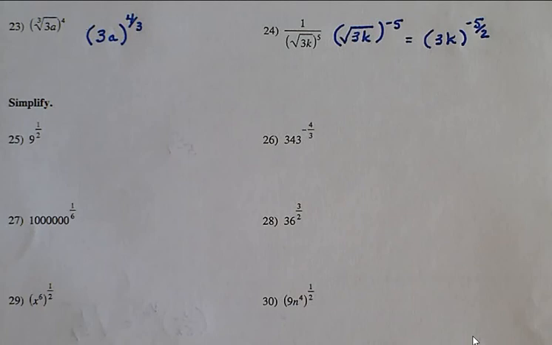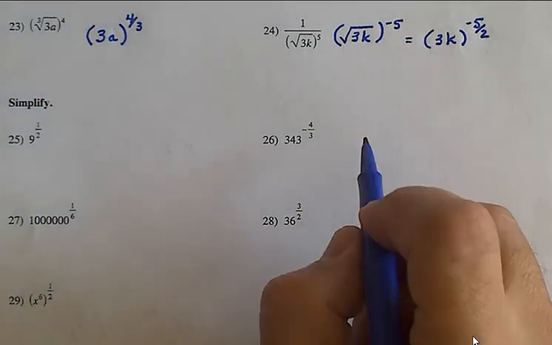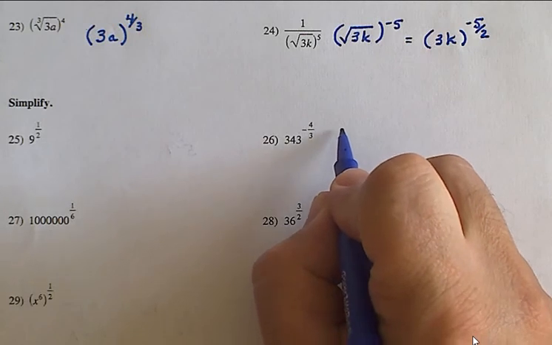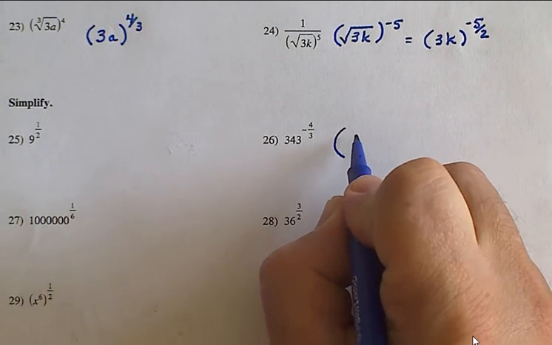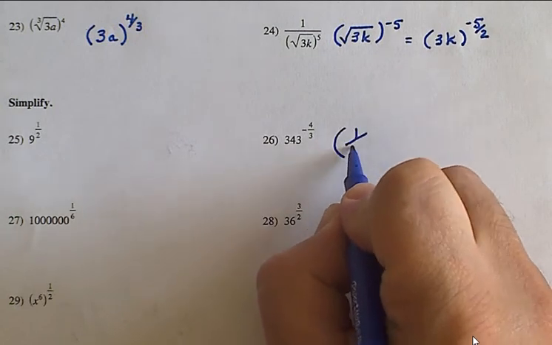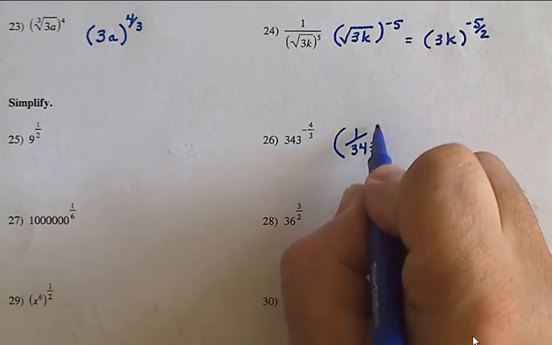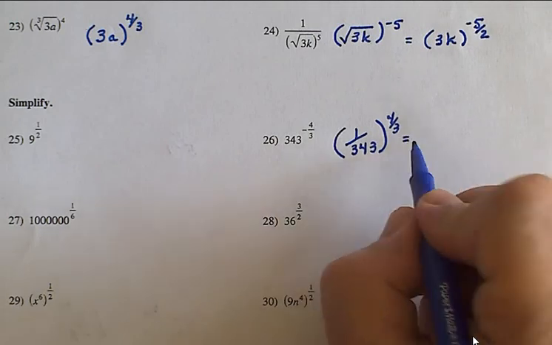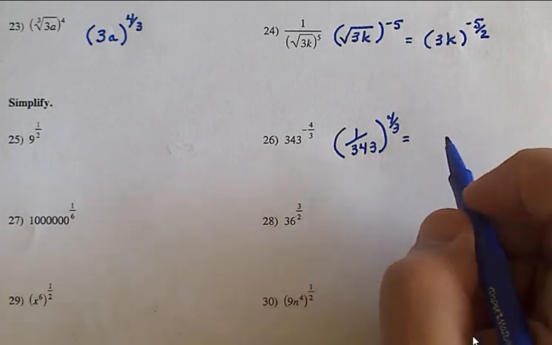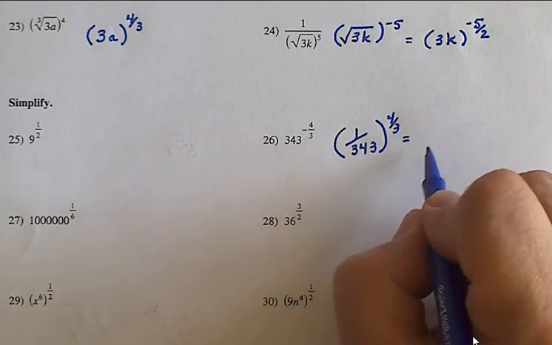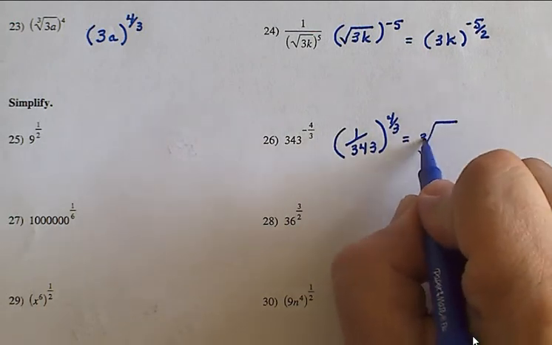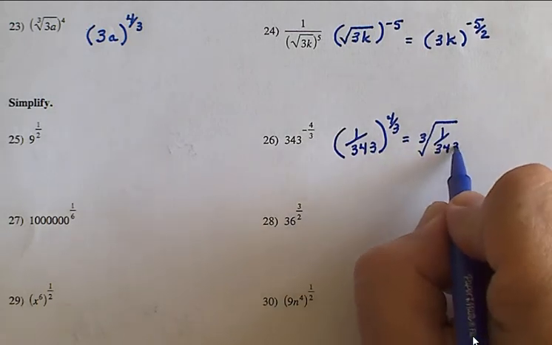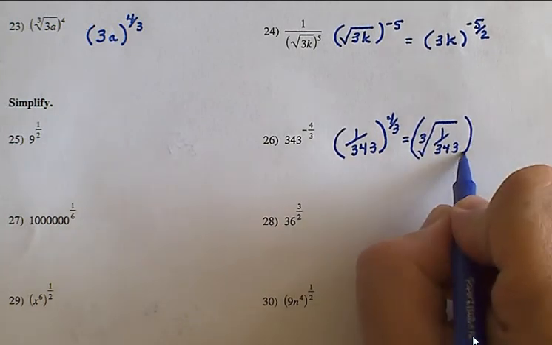Number 26. Okay, negative exponent there, so I'm going to take the reciprocal. I'm going to take 1 over 343, now to the positive 4/3 power. And I'm going to take the square, or excuse me, because of the denominator 3, that means I'm going to take a cube root of 1 over 343, raised to the 4th power.